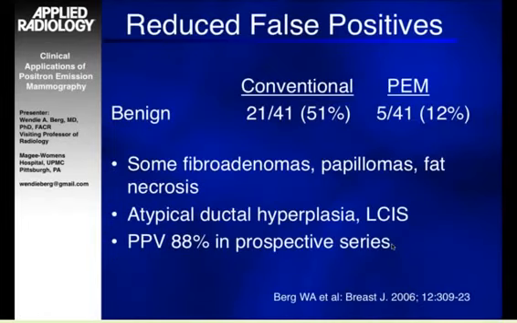And as I mentioned, the most important issue was the reduced false positives. We had, with conventional imaging, over half of lesions that were benign looked suspicious, whereas on PEM, only 12%. As I mentioned, some fibroadenomas, papillomas, even fat necrosis will show uptake of FDG. So there are those false positives even with PEM, but it's much less frequent than with conventional imaging.